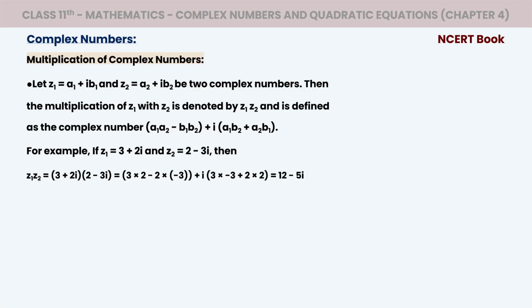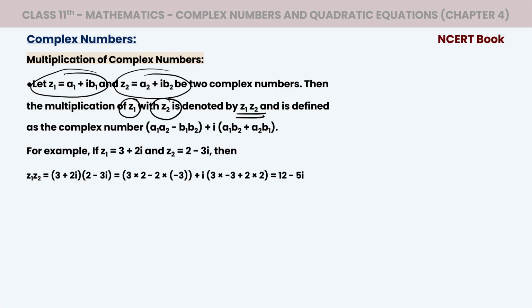Now let's understand multiplication. So students, if we are saying z1 is equal to a1 plus iota b1, right? z2 equals a2 plus iota b2. Now the multiplication of z1 with z2 is denoted by, don't write any sign here, you will only write z1 z2. It means this is the multiplication.